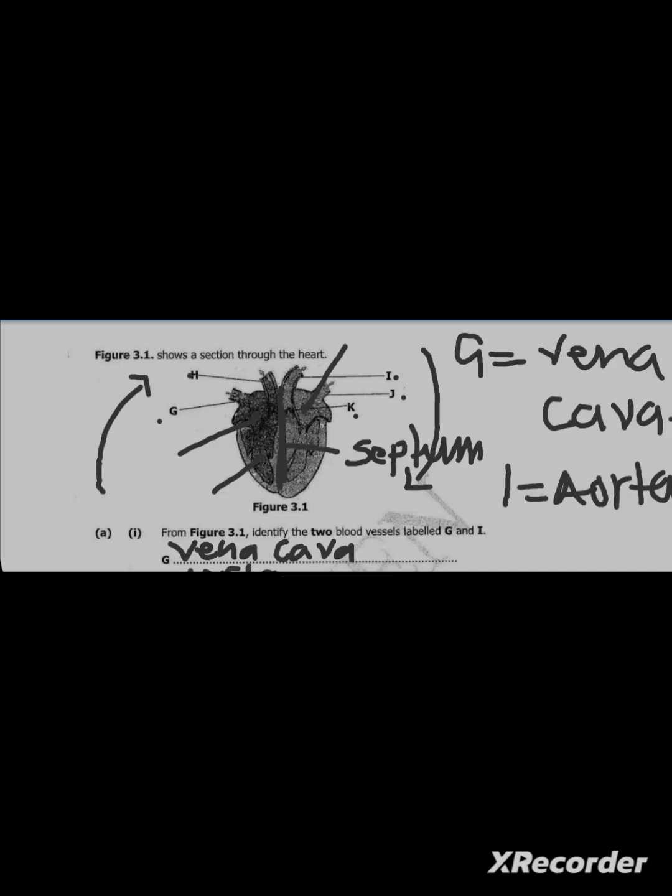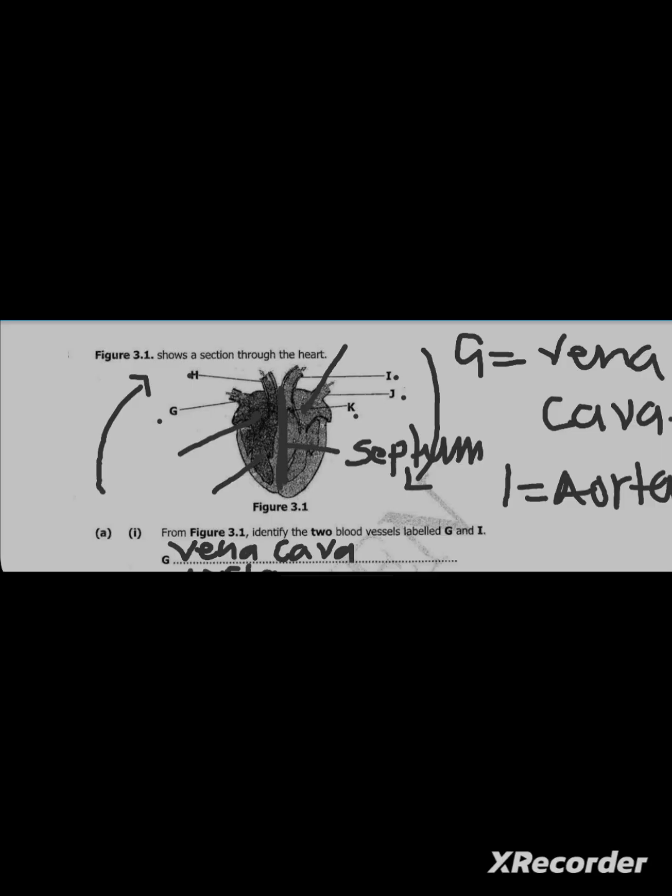So what I'm trying to say is this: when describing the heart, you include this muscular layer which is in between here. You have to explain what the function of this muscular layer is. The function of this muscular layer is to divide the left heart from the right heart.